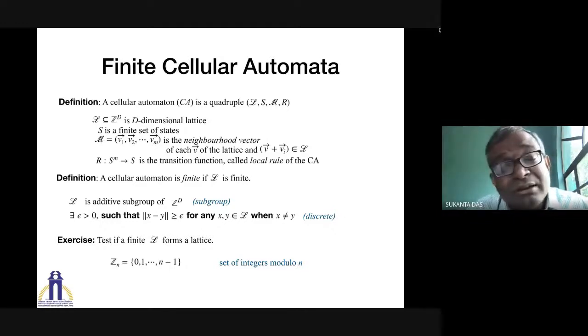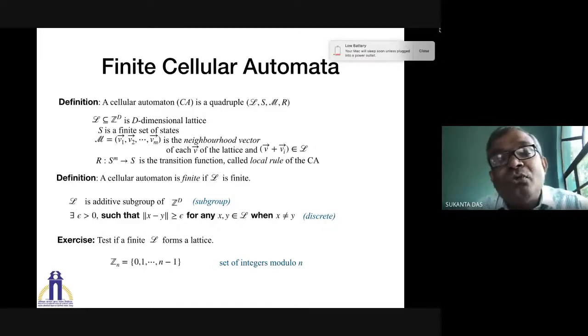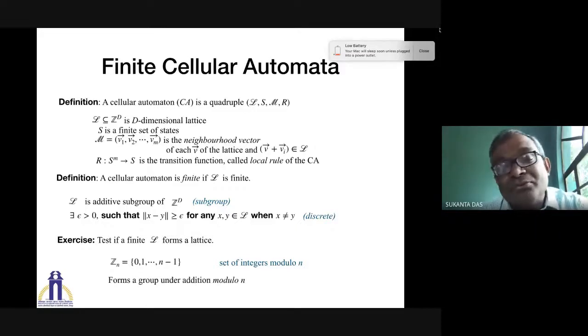So from the definition of lattice, first one is it has to be a subgroup, then it has to be discrete. The second point is always satisfied in this case because I have taken Z to the power d. And I'm saying if I take Zn, it also forms a subgroup, right? So here, as I've said, Zn forms a group, and so it's a subgroup, so it's a lattice. So if I take this one, it will form a lattice.